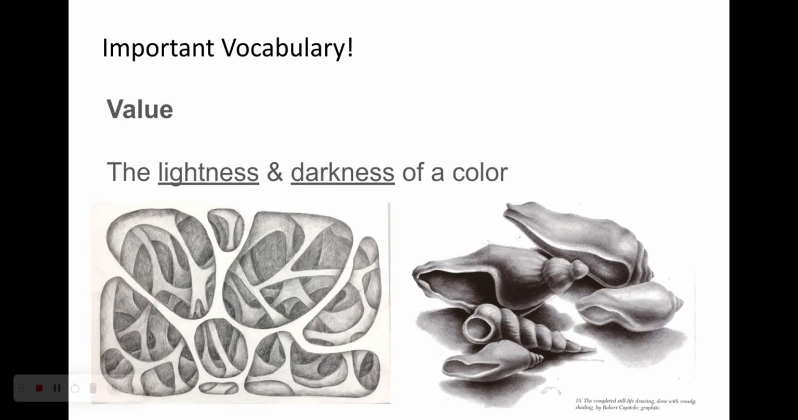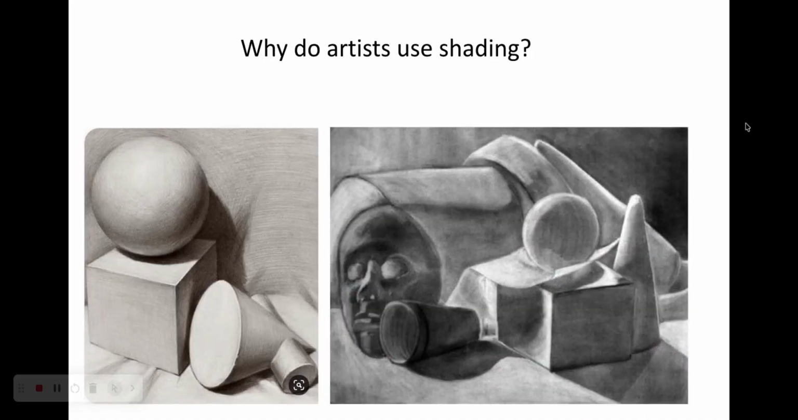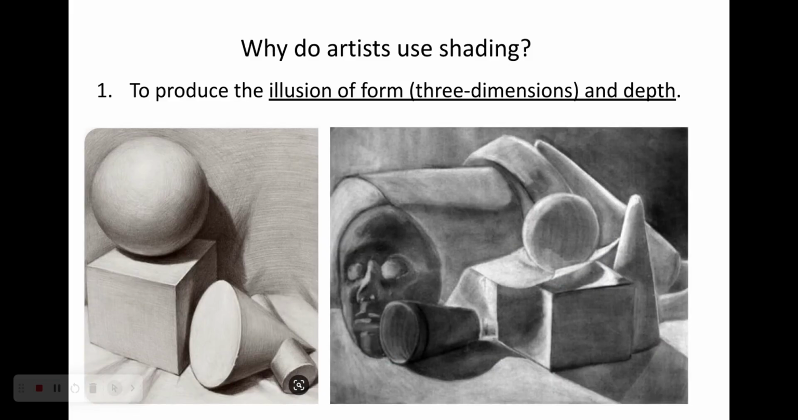We are starting with some important vocabulary. Value. Value is the lightness and darkness of a color. For this unit, we are focusing on black and white and gray. So why do artists use shading in their artwork? One reason is to produce the illusion of form, 3 dimensions, and depth.